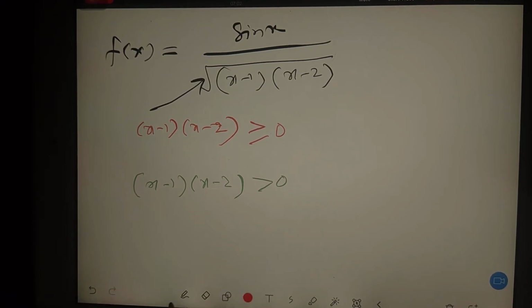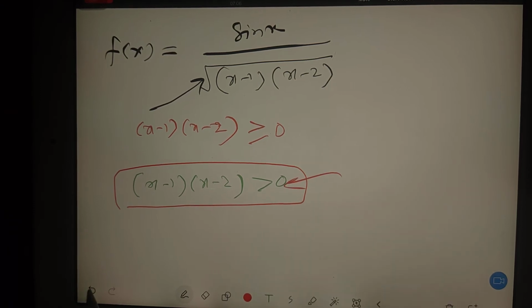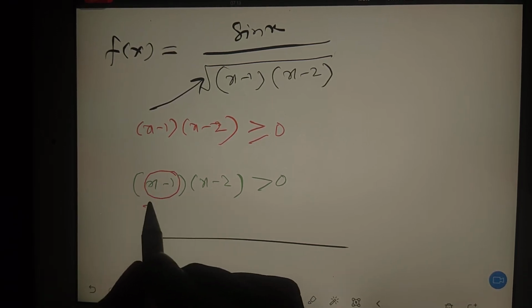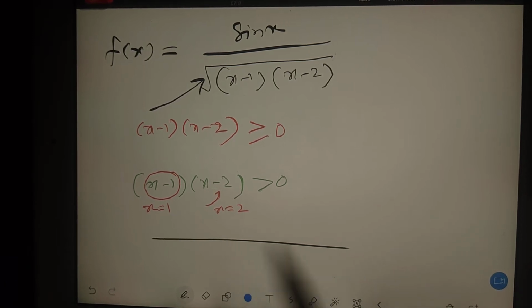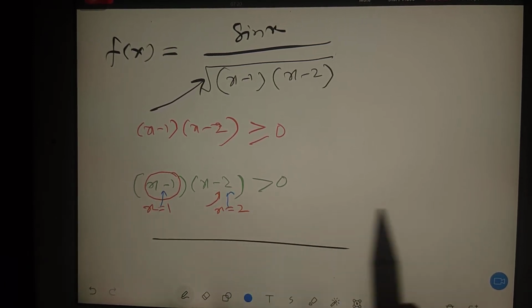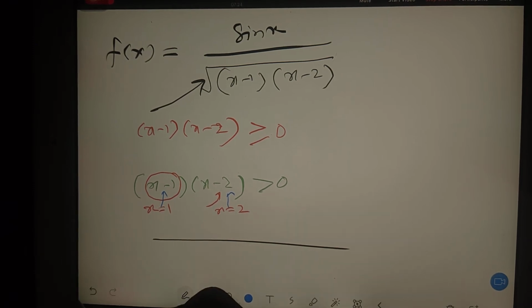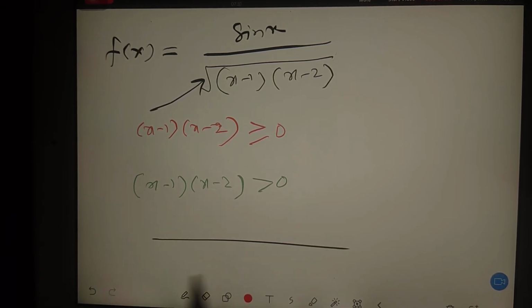See here, for this given inequality, I will draw my number line and on that I will draw my critical points. This bracket is giving me the critical point x is equal to 1 and here x is equal to 2. What is a critical point? When you substitute x is equal to 1 or x is equal to 2, you get 0. So x is equal to 1 and 2 became your critical points.